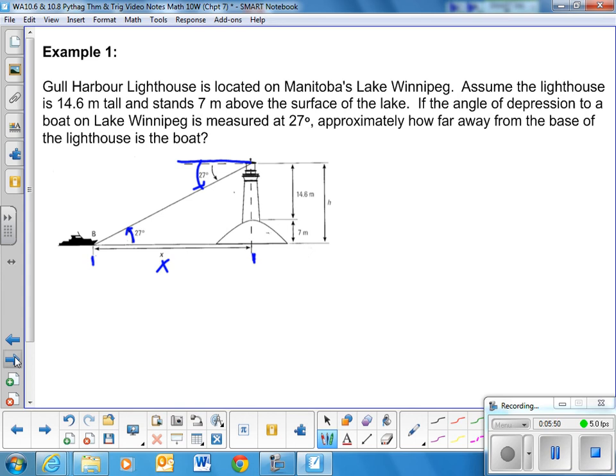We have the total height to the top of the lighthouse being this complete distance. That distance is made up of the 14.6 meters from the lighthouse plus the 7 meters to the top of the hill, or from the water to the top of the hill. So adding those two together gives us a side length over here of 21.6 meters.